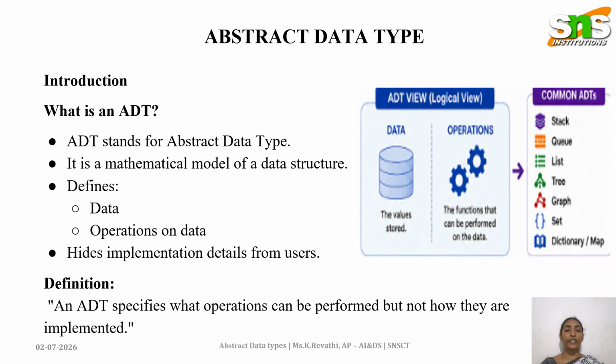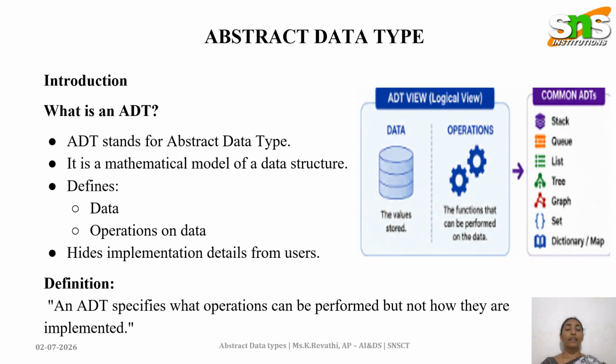The ADT stands for Abstract Data Type. It is a logical model that defines what operations can be performed on data without explaining how those operations are implemented internally. Think about driving a car. You know how to start, how to move, and how to give brake, but you don't know how the engine works internally. Similarly, an ADT tells us what operations are available but hides the implementation details from the user. This concept is called abstraction.